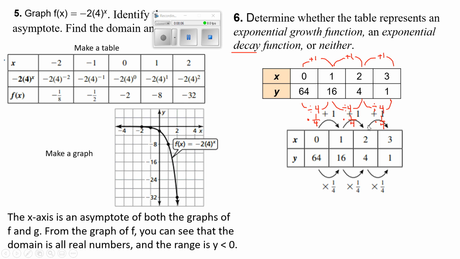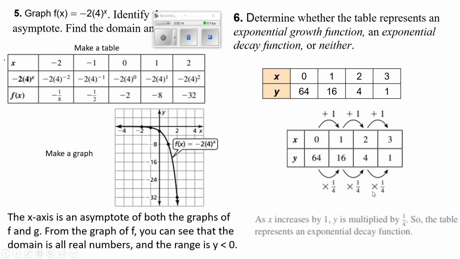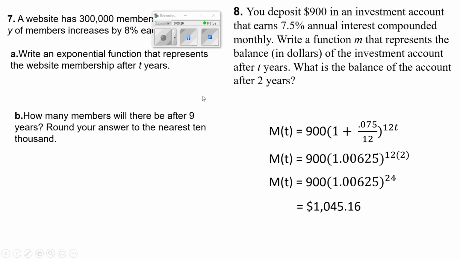Well, this is exactly what I showed you a second ago. We're adding 1 to the top. We're multiplying by 1/4 on the bottom. As x increases by 1, y is being multiplied by 1/4. That's exactly what we said. So the table represents an exponential decay function. That's exactly what I said. All right, let's go to number 7.